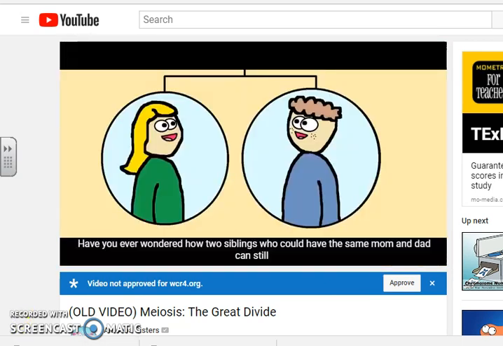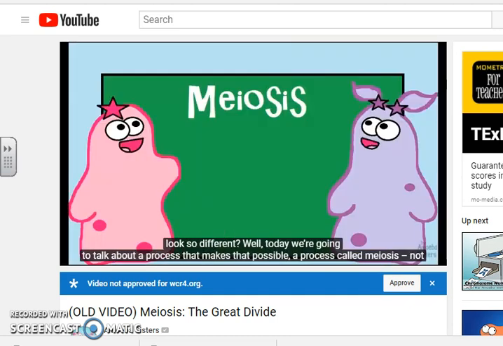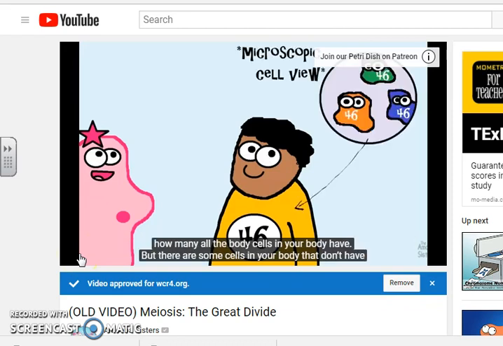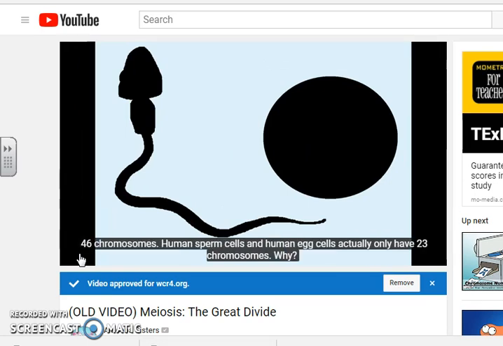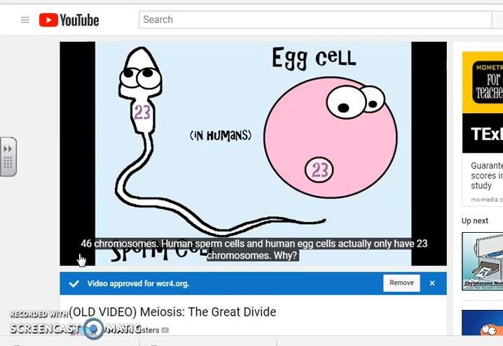Have you ever wondered how 2 siblings who have the same mom and dad can still look so different? Well, today we're going to talk about the process that makes that possible, a process called meiosis. You might remember that humans have 46 chromosomes. That's how many all of the body cells in your body have. But there are some cells in your body that don't have 46 chromosomes. Human sperm cells and human egg cells actually only have 23 chromosomes.